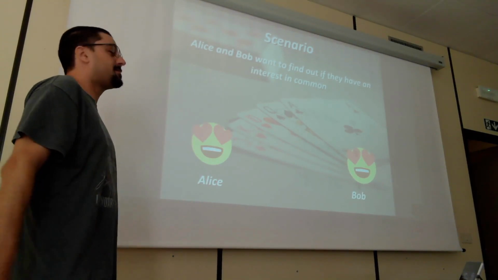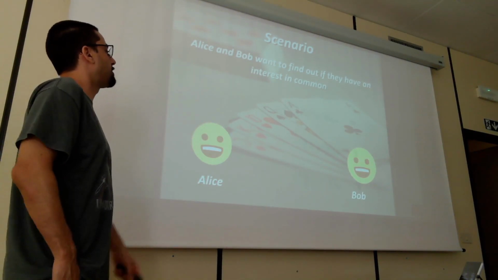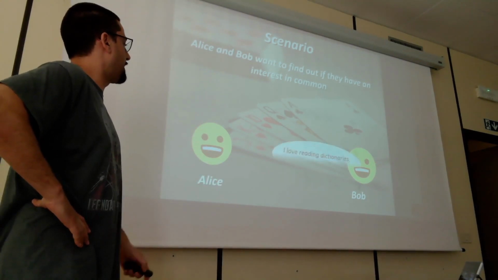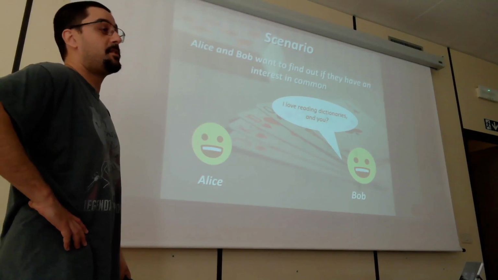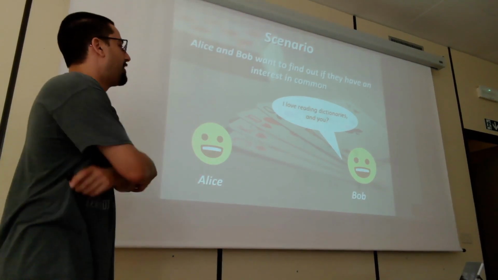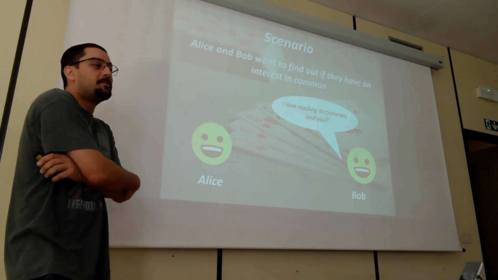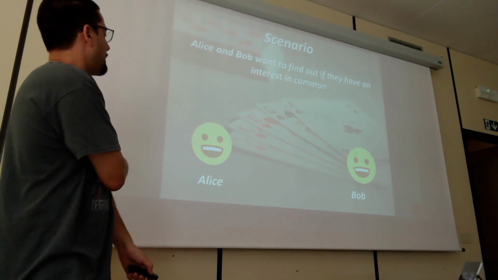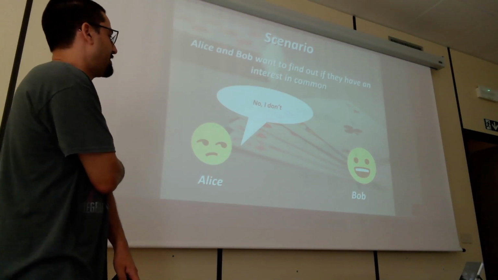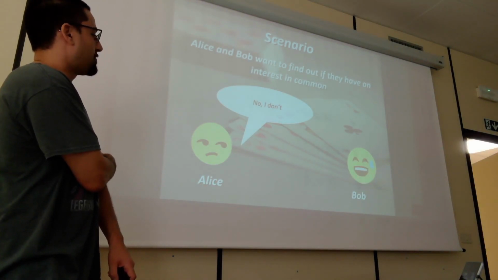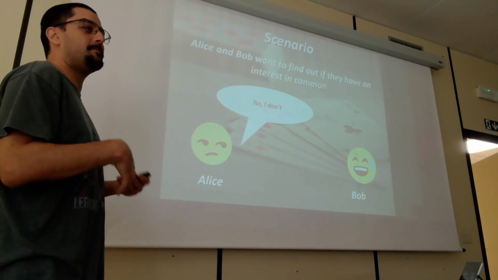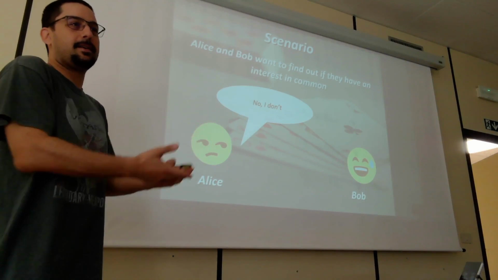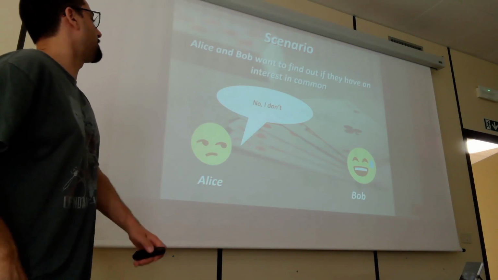However, what happens if one of the two has a particular interest that the other doesn't have? Bob, for example, could say, I have a very obscure interest, I love reading dictionaries, what about you? And understandably, she could say, no, I don't, it's quite boring. So in this case, Bob will be embarrassed because he showed an interest that the other party doesn't have.